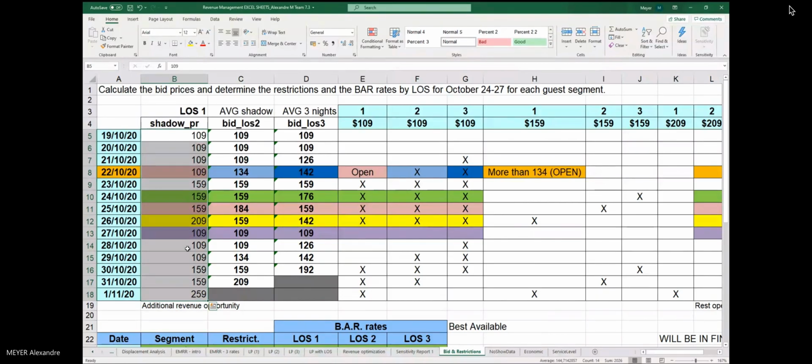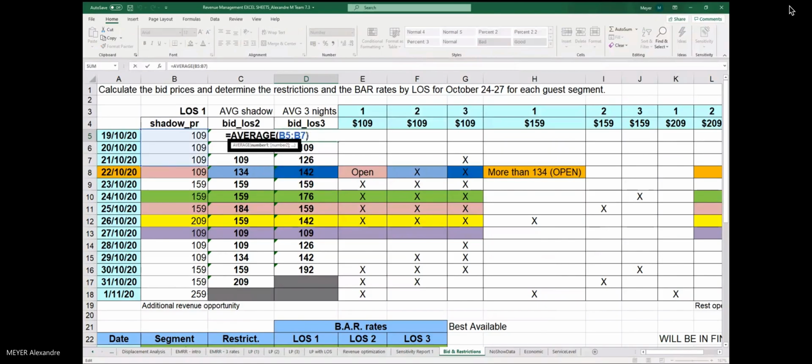However, for LOS2, or if you're staying 2 days, because the demand fluctuates day by day, you have to take an average, right? So here you take an average of the first 2, and for LOS3, you take an average of the first 3. And how do you use these thresholds?